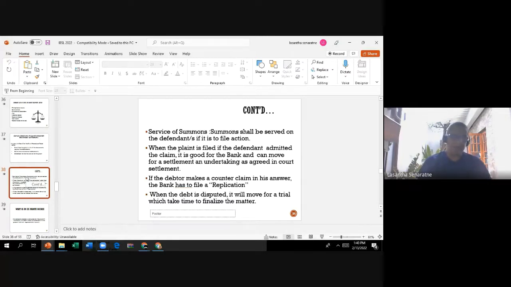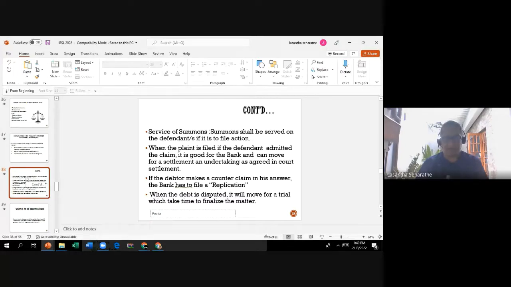If the debtor makes a counterclaim in his answer, the bank has to file a replication. So you're saying, okay, your claim is 1 million. So I'm going to say, no, what you say is wrong. I'm going to go for a counterclaim. Then what happens? Then you have to file a replication. Give justifications to say, no, my argument is wrong. When the debt is disputed, it will move for trial, which takes time to finalize the matter.